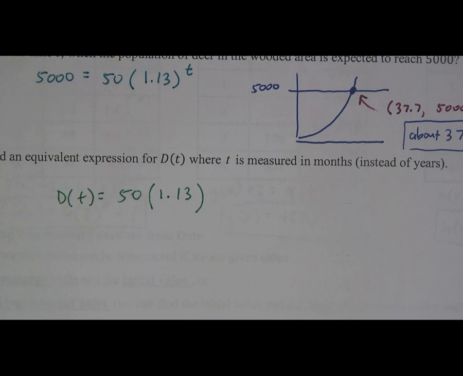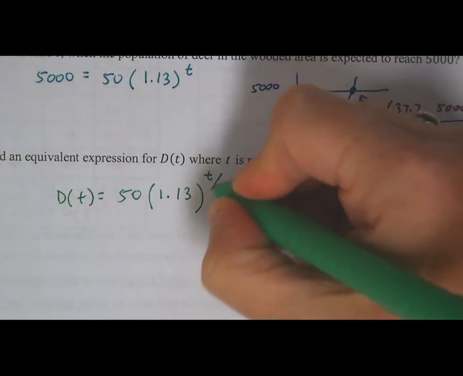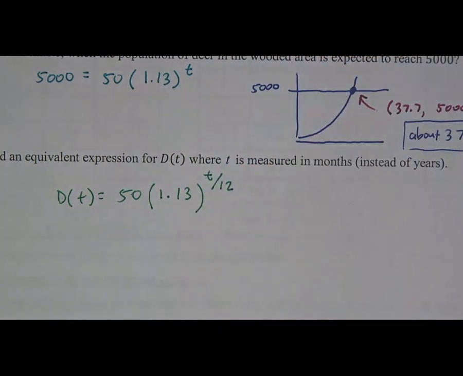So we do 12 times years to get months. Now you would do divide by 12. Years divided by 12. Is that right? My brain says 12T. Yeah.